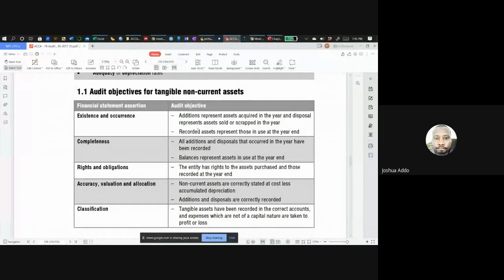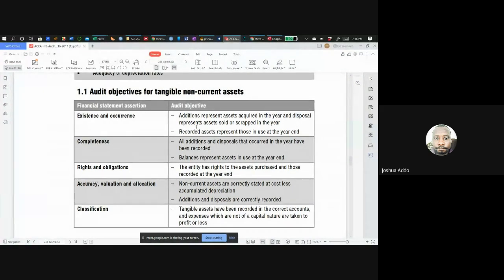All additions and disposals that occurred in a year have been recorded. Balances represent assets in use at the year end. Rights and obligations. The entity has rights. As a client company, it has rights to the assets purchased and recorded at the end of the year. Obligation side means that any liabilities are also legitimate liabilities which the organization has to pay. That's the mirror side of it.